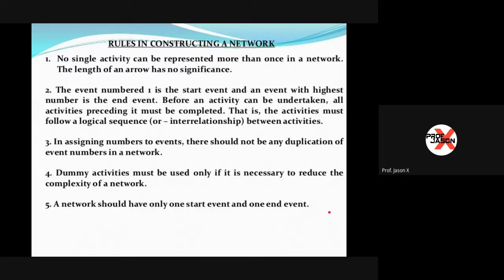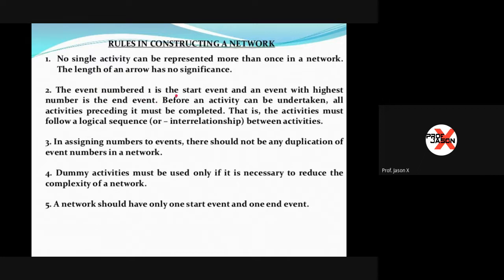And then rules in constructing a network: there's no single activity that can be represented more than once in a network. Meaning there should be no repetition of the activity. In a business sense, we also are trying to avoid any repetitions in activities.